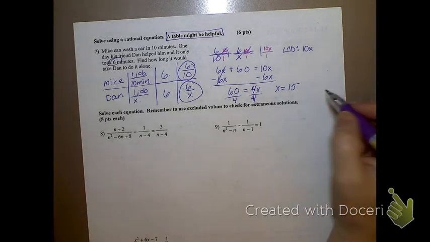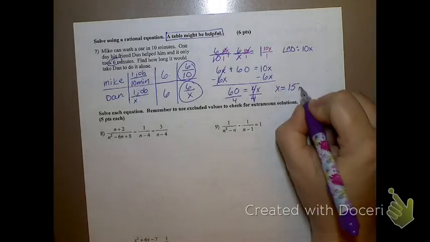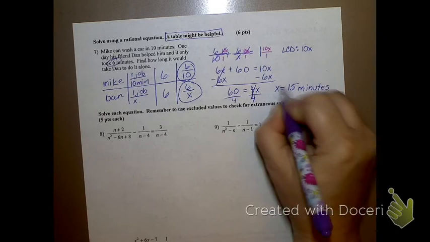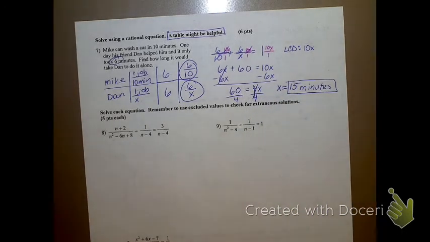So, what are we talking about? X equals 15 what? 15 minutes at a time. Minutes. And that's representing the minutes of what? How long it would take Dan to wash the car by himself.